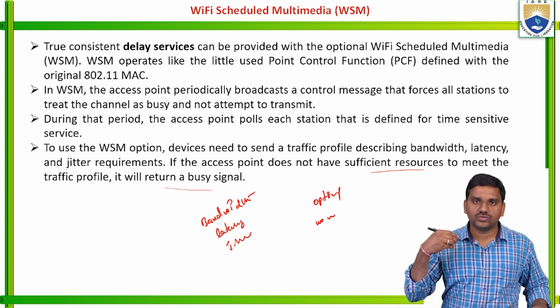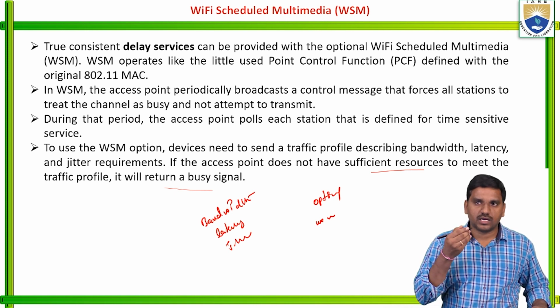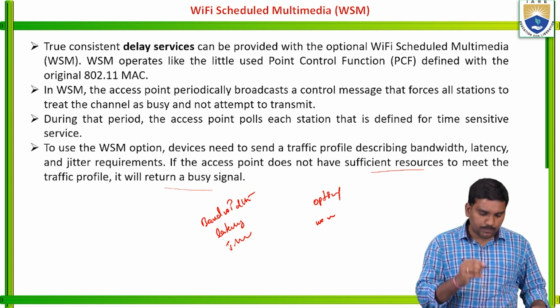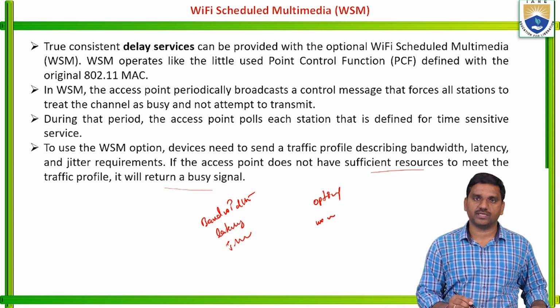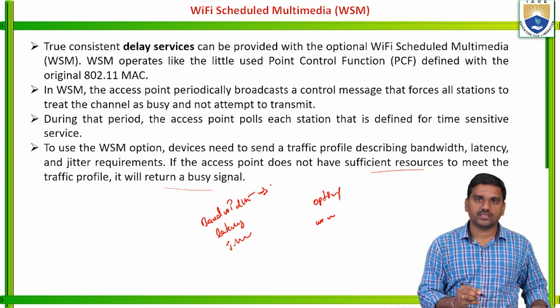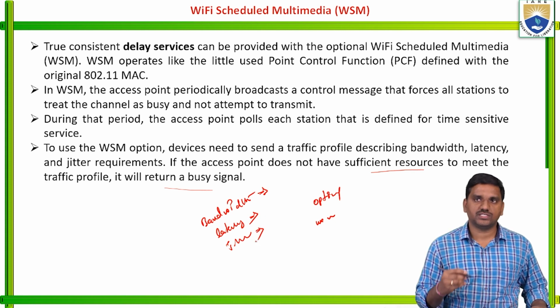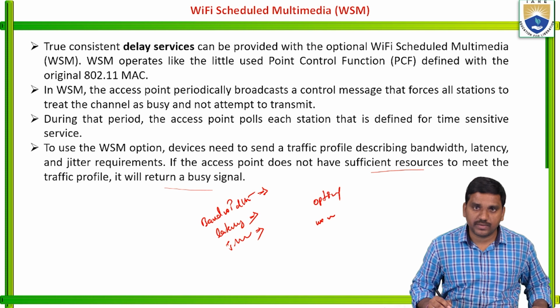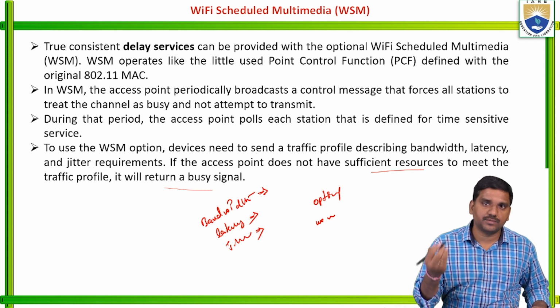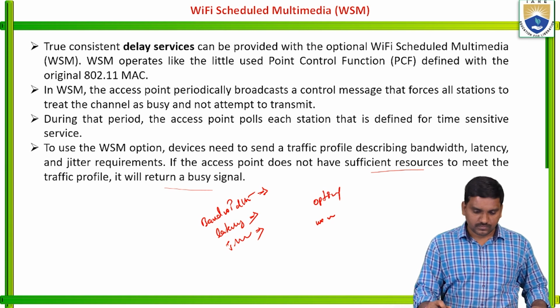First, you have to send the signals. Before that, you can confirm the sufficient resources with bandwidth, latency, and jitter requirements. If a certain bandwidth is okay, the communication is okay. The latency you can verify along with the jitter requirements. So this is about Wi-Fi Scheduled Multimedia, the second operating mode, which is the optional operating mode.